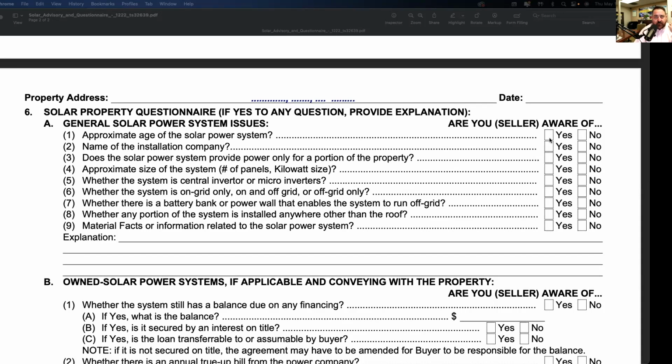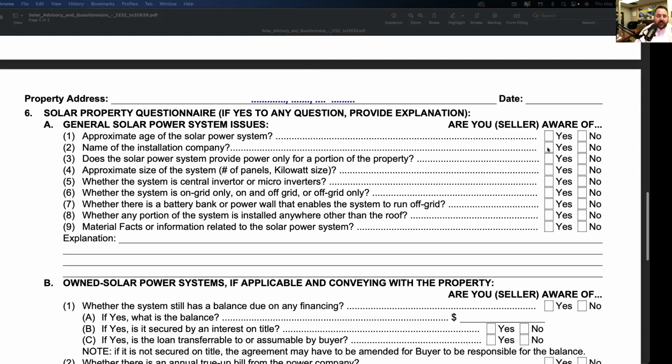I would assume that the majority of sellers are going to say yes on this. The name of the installation company, do they or do they not know? Yes or no. Does the solar power system provide power only for a portion of the property? Yes or no. Approximate size of the system, number of panels, kilowatt size, yes or no. Do you know what that is? Whether the system is central inverter or microinverters. I don't know what that means. I don't have solar panels. I don't know what that means. Yes or no. Answer the question.